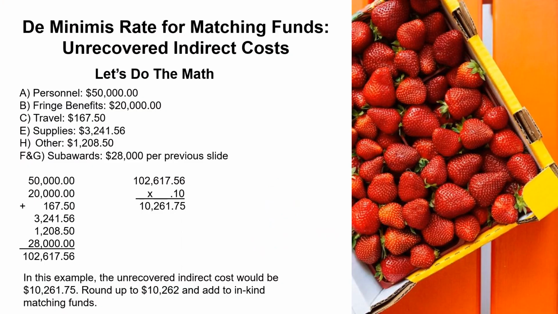Now let's do the math. If we add up all of the eligible non-grant funded components, we get the sum of $102,617.56. We know the de minimis rate is 10%, so we are going to multiply the sum of $102,617.56 by 10% or 0.1. That equals $10,261.75, and we ask that you round up to the nearest whole dollar, so in this example, the unrecovered indirect cost amount would be $10,262. Applicants may add this to their in-kind matching funds.